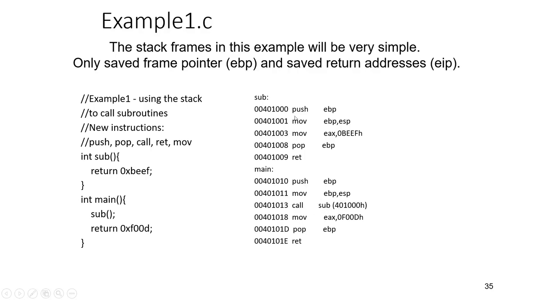Now we are calling the subroutine, and the subroutine contains these instructions: push EBP, saving the stack pointer, and the same as before. As you can see, the beef value is stored in EAX, as we have said that EAX is used for storing function return values. As the function is returning beef, it is stored in EAX, then pop EBP and return to the main function, and then return to exit the function.